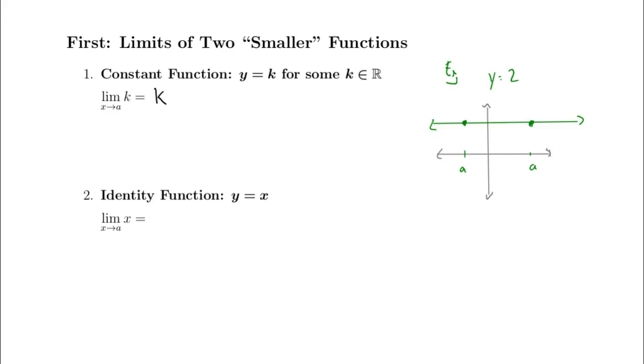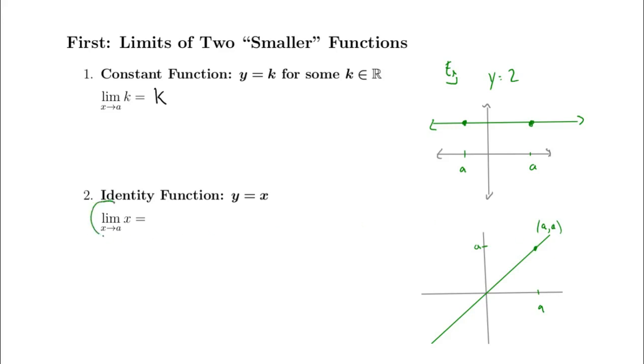All right, next one, the identity function. The identity function is this nice diagonal line going through the origin, right here. And the whole point of this line is that the x values and the y values are always the same. So that means if you've got some value a here, the y value has to be a as well, right? Because every point looks like this. So as you get really close to this x value a, what are the y values going to get close to? Well, obviously they're going to get close to a, right?